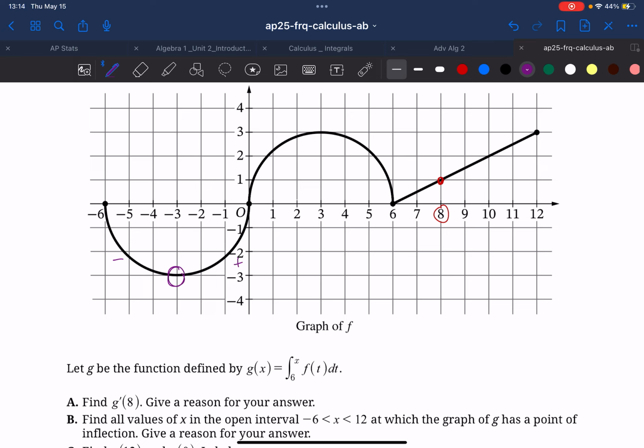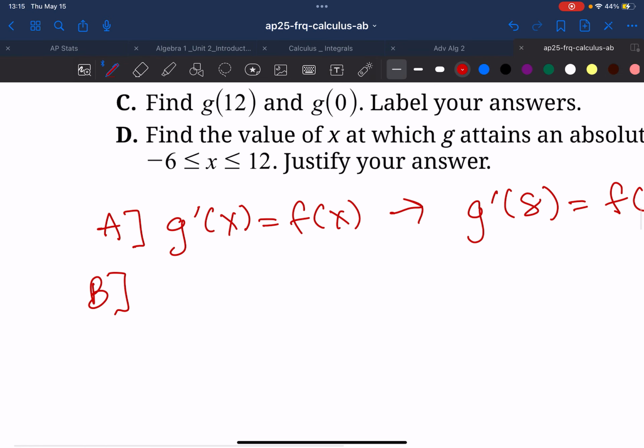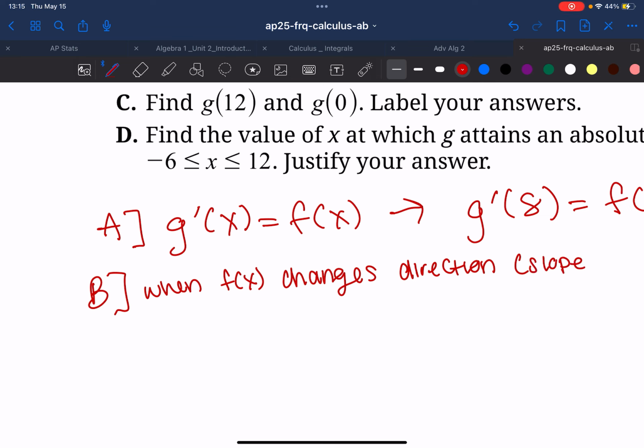Our next one is going to be at 3. Again, this is going up positive, and now it's going down negative, a change in direction. And then lastly at 6, where we're going down negative and then up positive, are going to be my inflection points. So for B, I'm going to write when f of x changes direction, or in other words, slope, that's where I'm going to find my inflection values of x equals -3, 3, and 6.